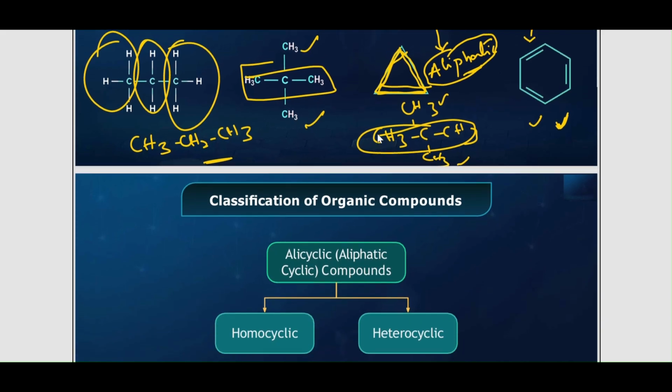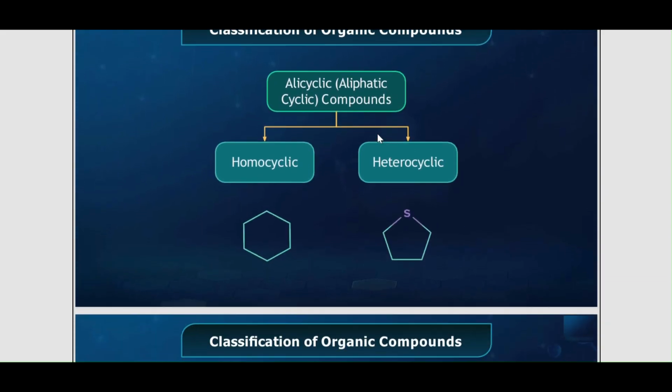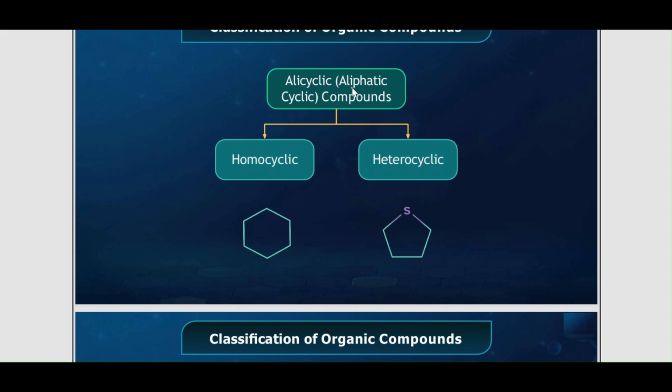Clear? Now once again here we are discussing alicyclic. Just now I used another term, aliphatic. Both are the same. Alright. So alicyclic compounds are once again divided into two types, homocyclic and heterocyclic. Just now I explained homocyclic. Cyclic means carbon atoms are arranged in a closed format with the same kind of atoms. Here all are carbon atoms, right? Carbon is linked with carbon only.